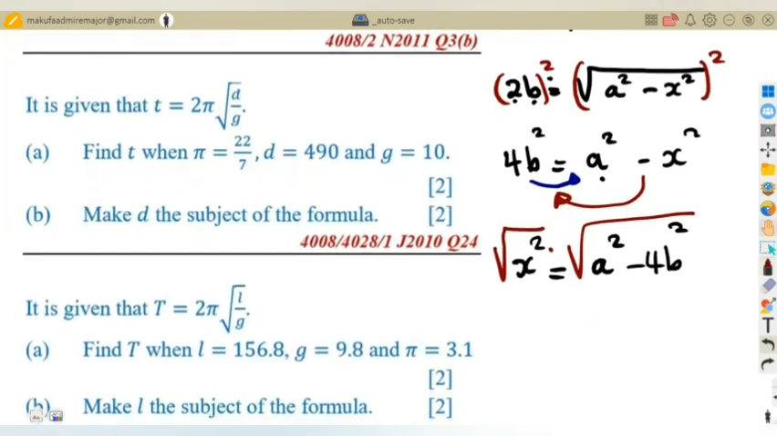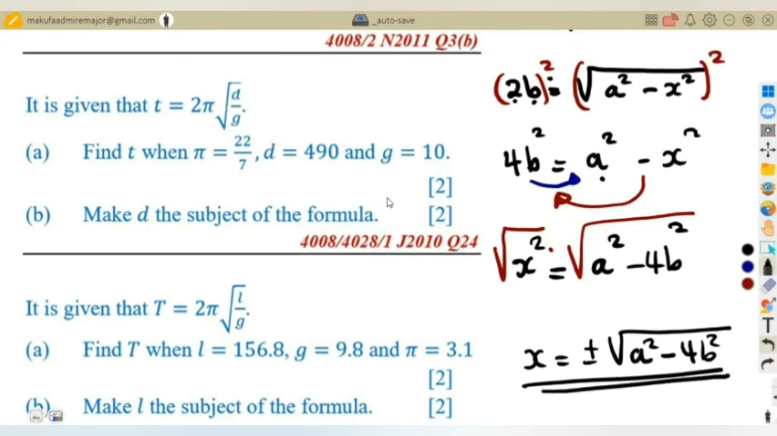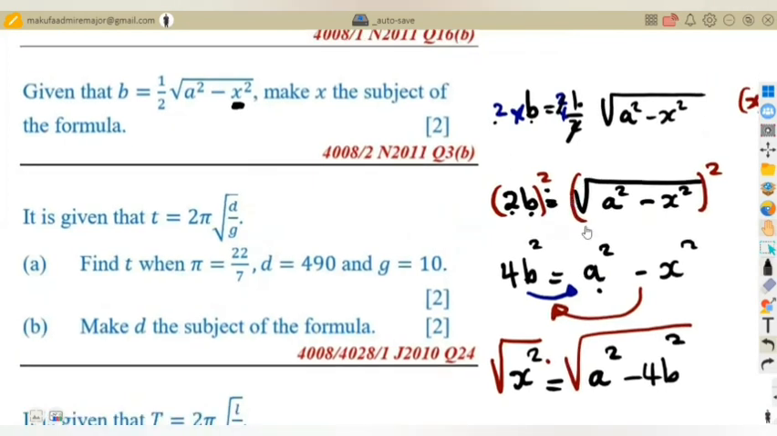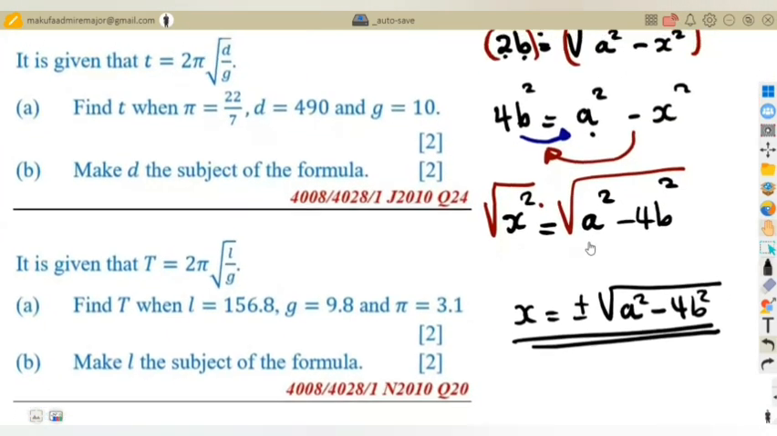So meaning to say, the moment you introduce the square root, we are left with X being equal to plus or minus the square root. We can't determine the square root of an expression. A squared minus 4B squared is an expression, so we can't determine its square root. You just have to leave your answer like that. All right, so that is what we had.